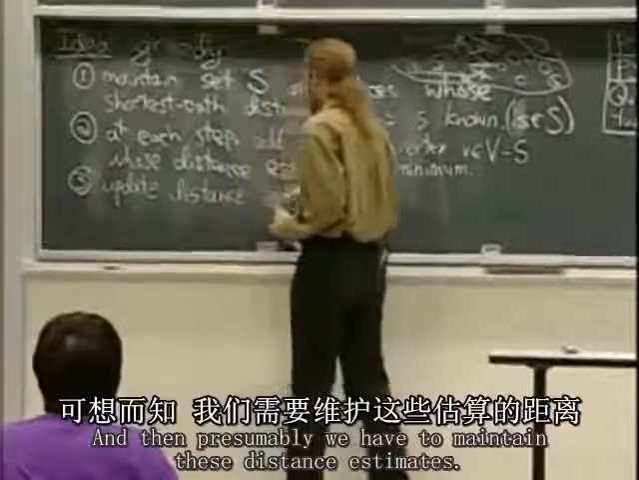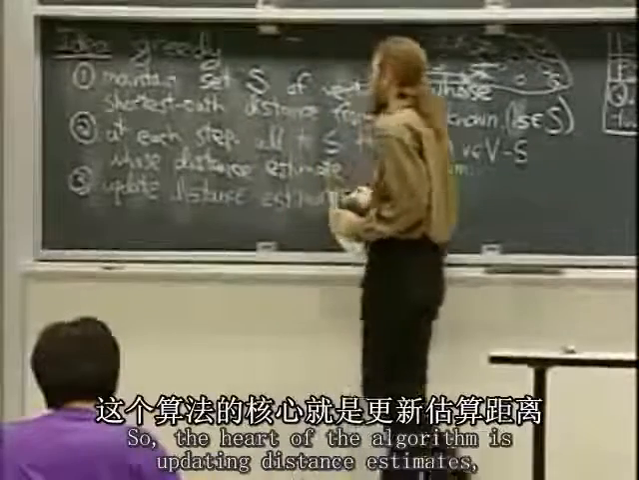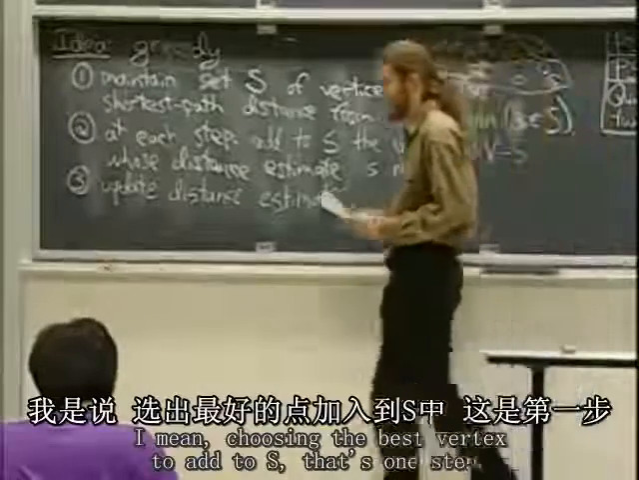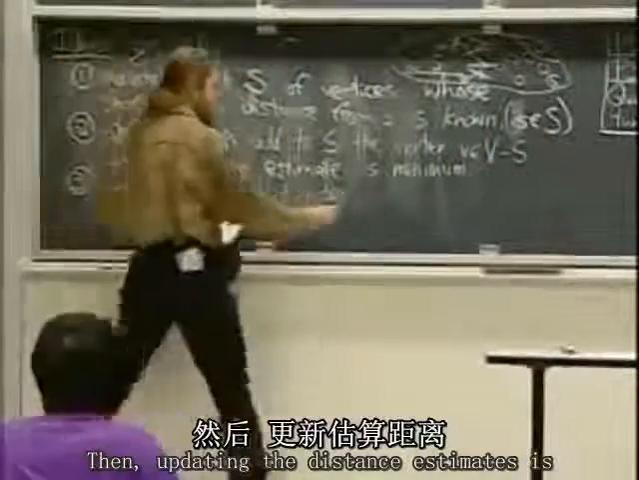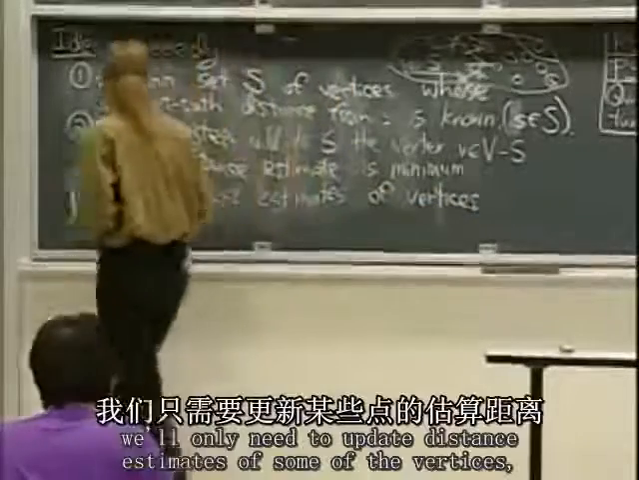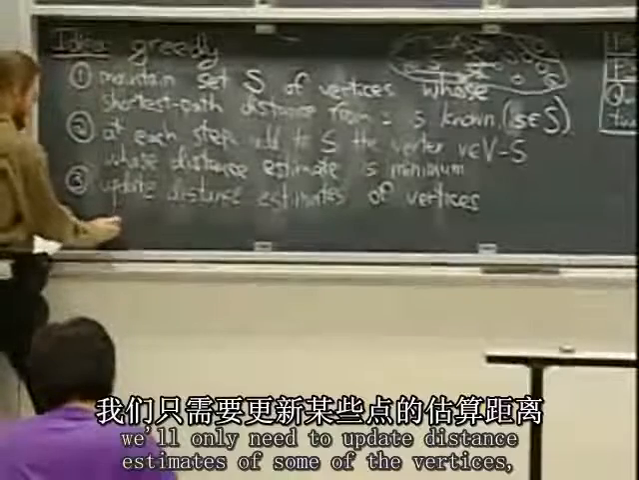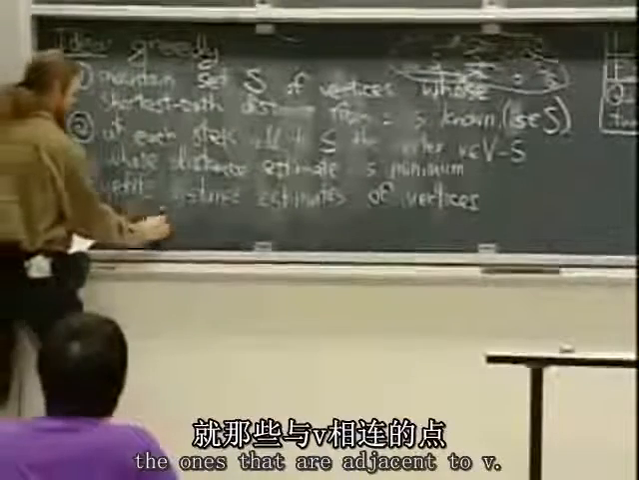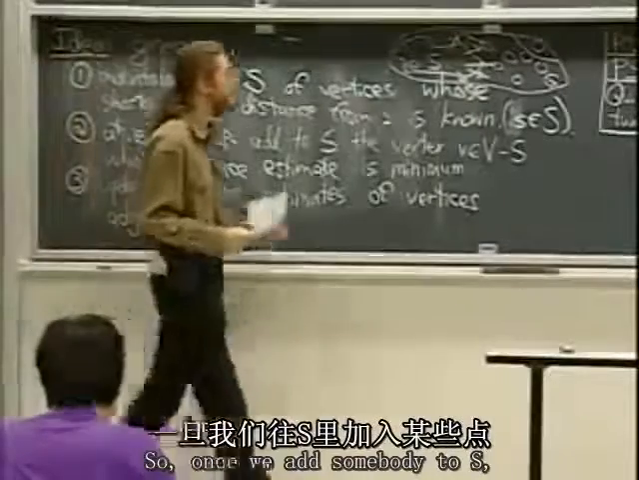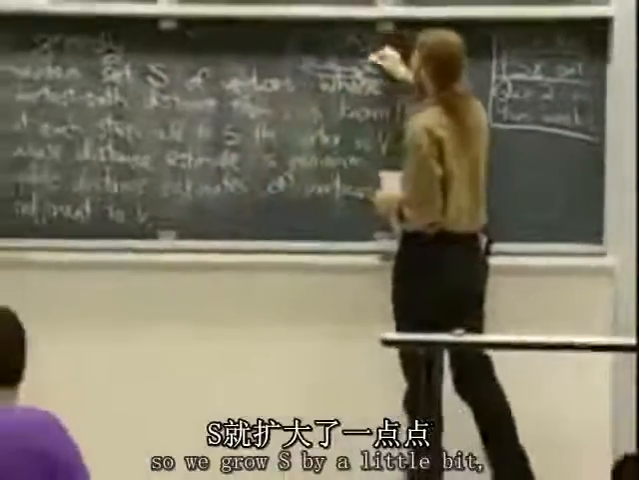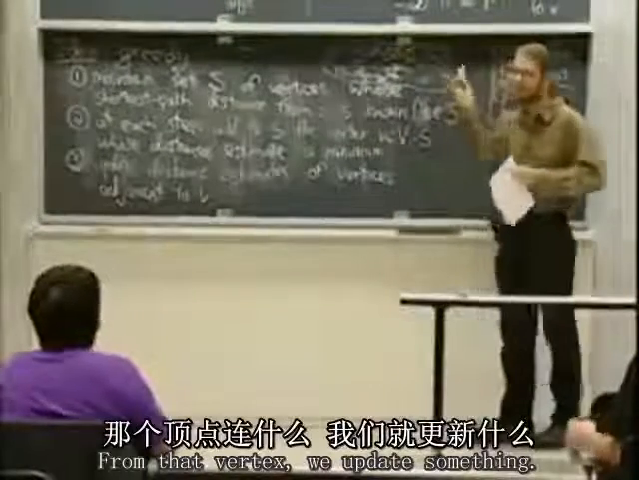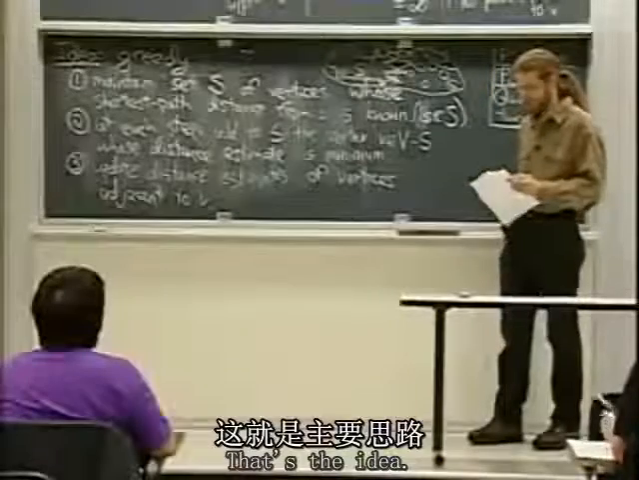And then presumably we have to maintain these distance estimates. So the heart of the algorithm is updating distance estimates. Choosing the best vertex to add to S, that's one step. Then updating the distance estimates is where the work is. And it turns out we'll only need to update distance estimates of some of the vertices, the ones that are adjacent to V. V was the vertex we just added to S. So once we add somebody to S, so we grow S by a little bit, then we look at all the new edges that go out of S from that vertex, and we update something. That's the idea.